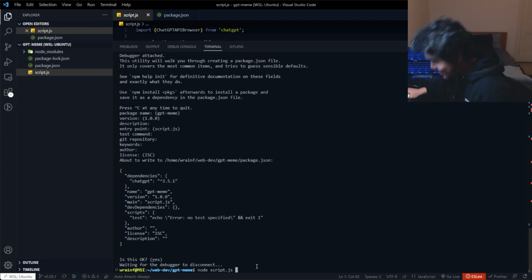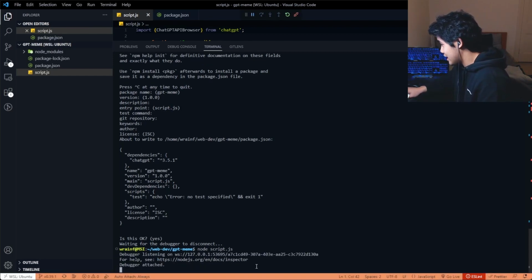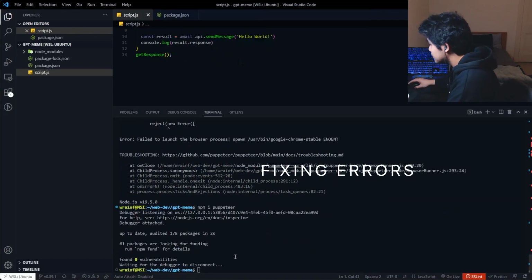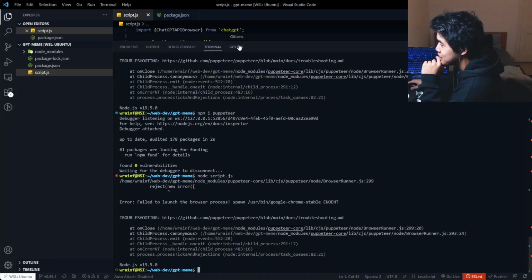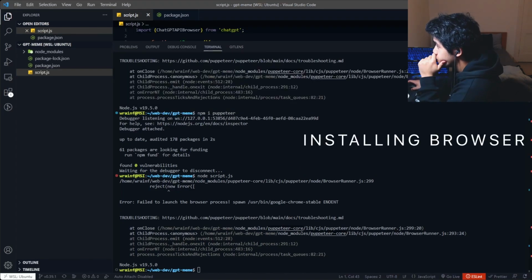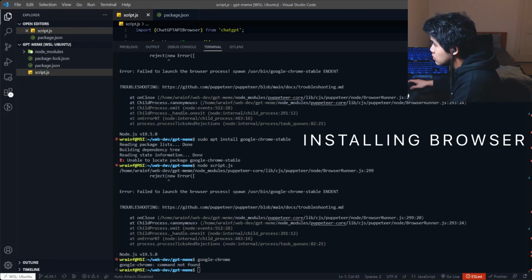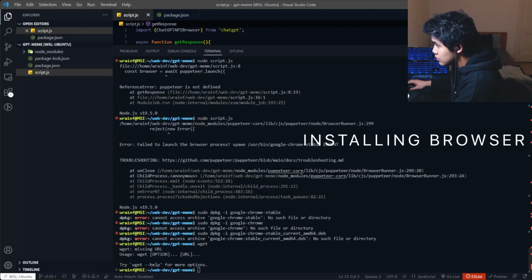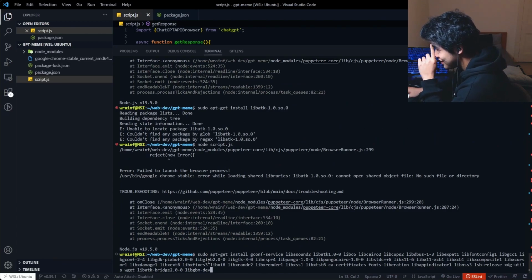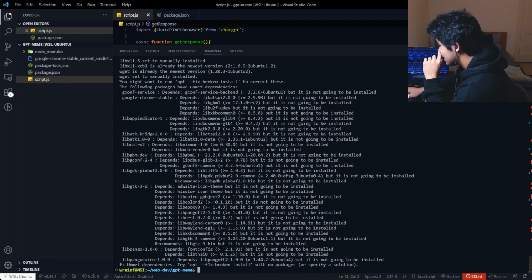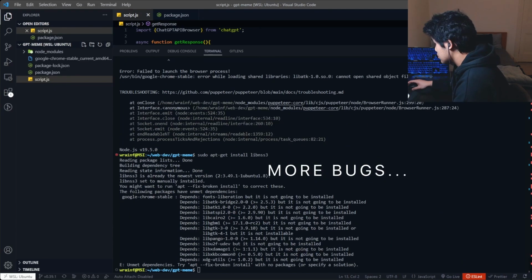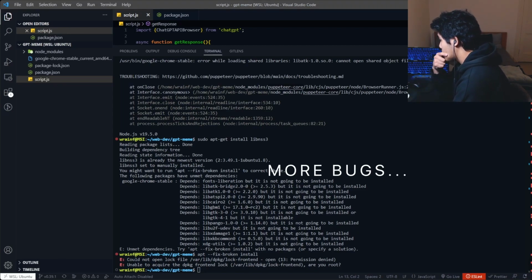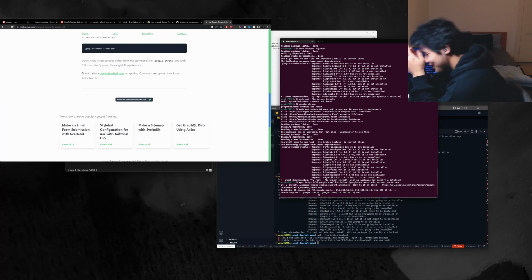All right, now I have finally fixed it. And nope. Okay, so the issue was I needed an actual browser. Okay, so there's apparently a lot of missing dependencies. So I'm just trying to install it, hopefully. Yeah, so now I'm just trying to download Google still.